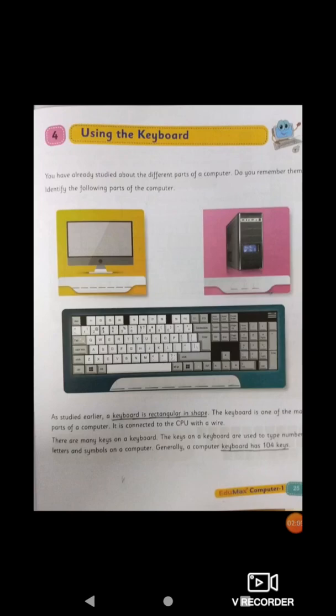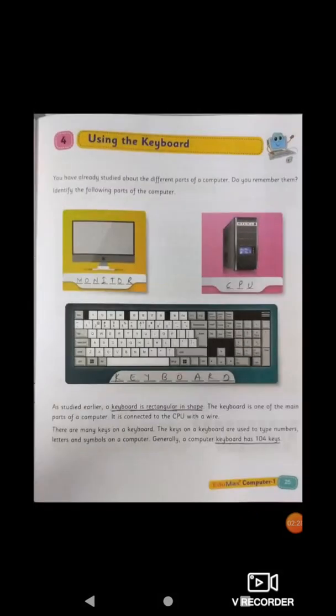Let's read. You have already studied about the different parts of a computer. Do you remember them? Identify the following parts of the computer. So we have already identified the parts. The first picture is of a monitor. The second is the CPU. And the third is the keyboard. Right. So this is how you will write.